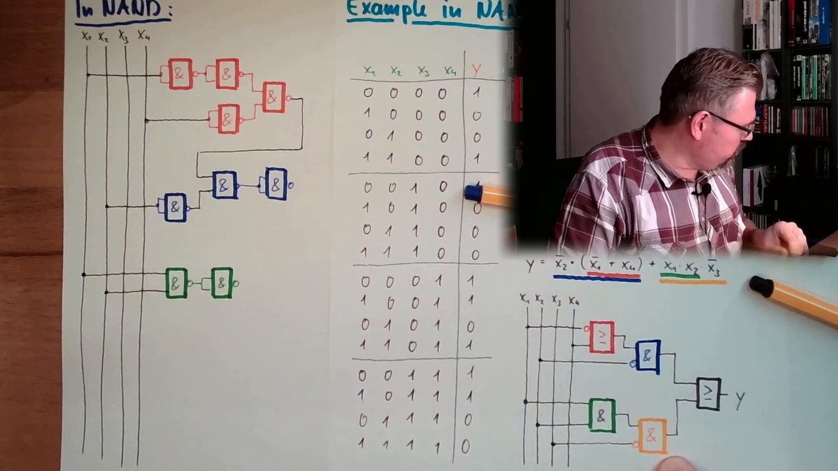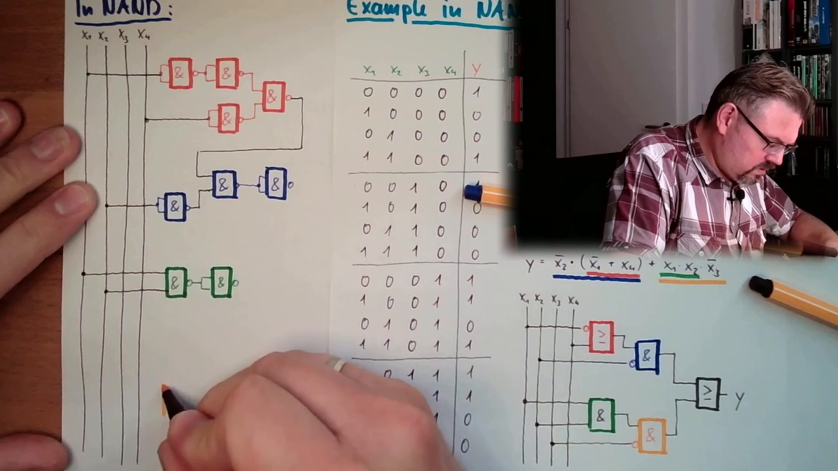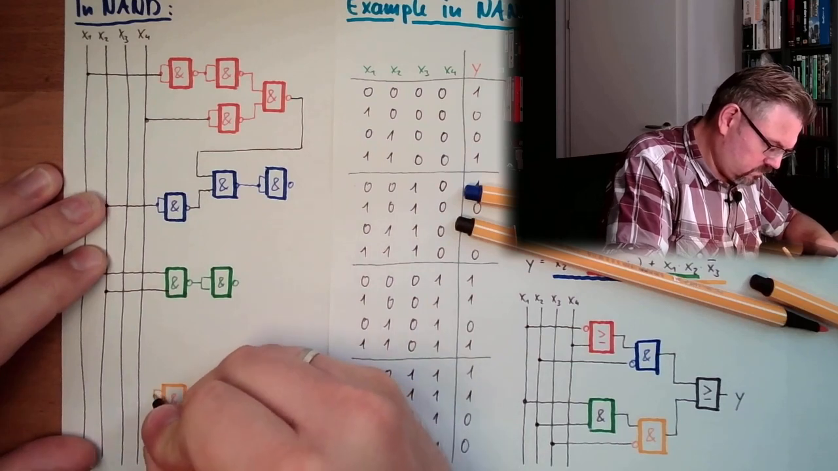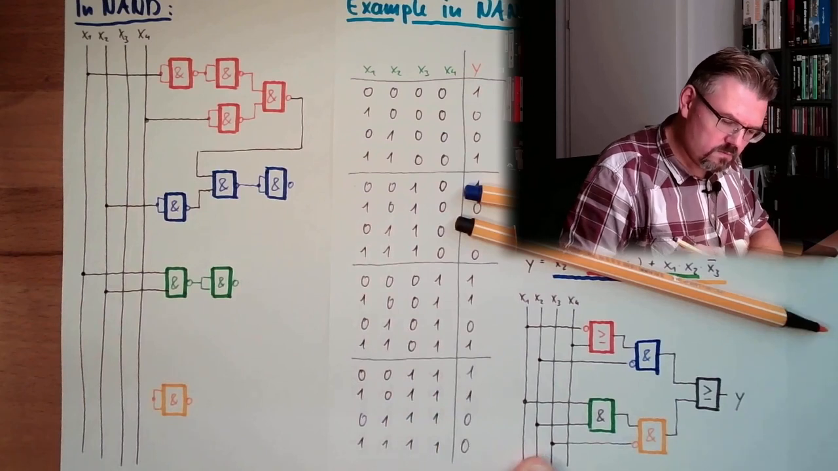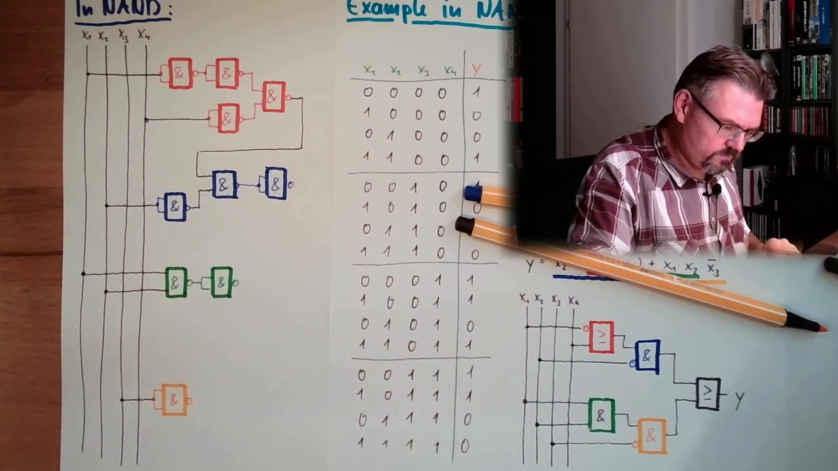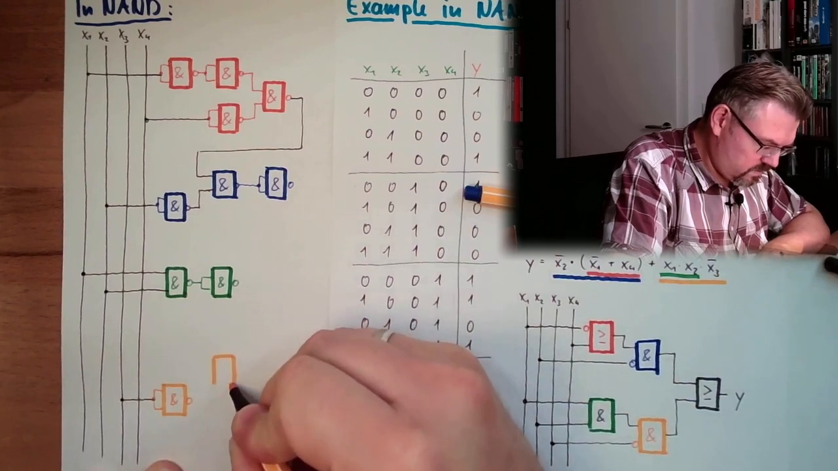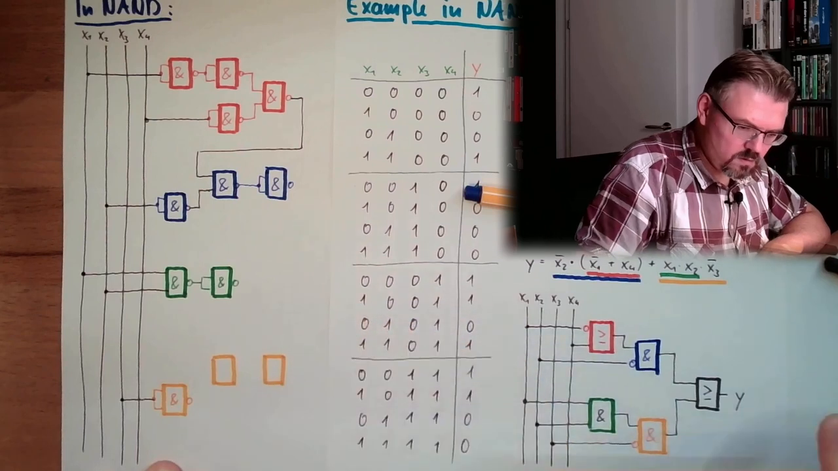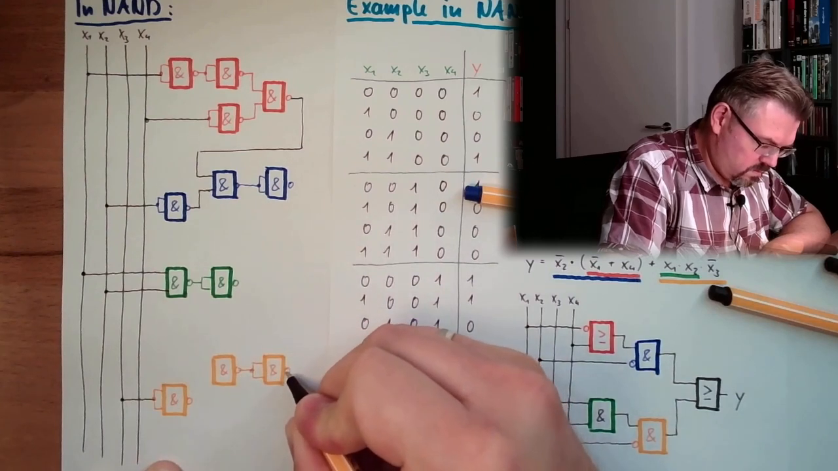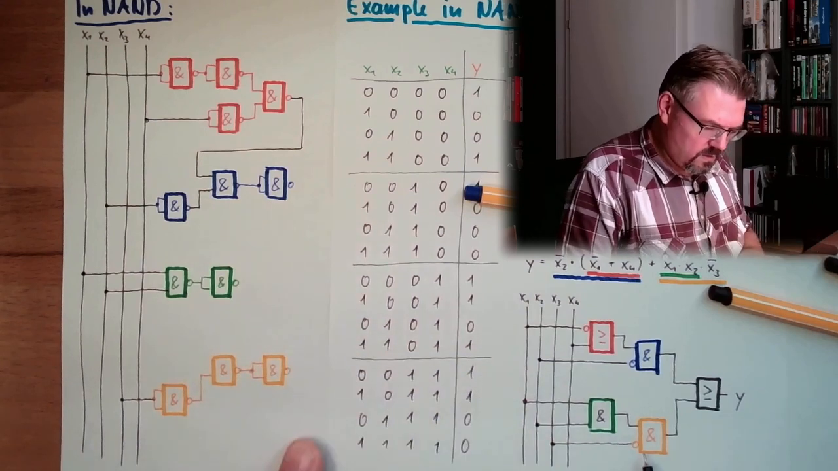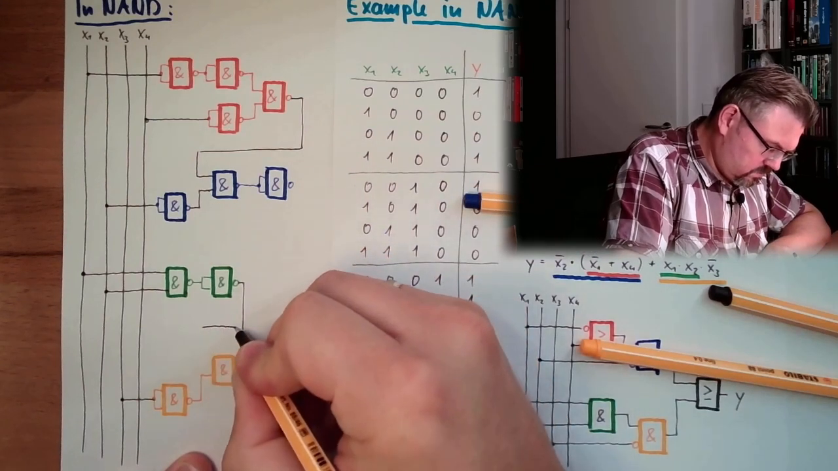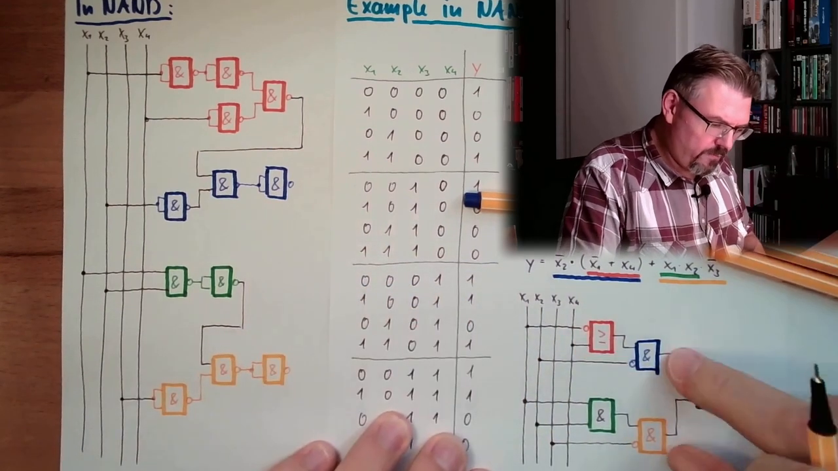And now the orange one, yeah, we need a NOT. It's not X3. So yes, passed. And then we need again an AND. Yeah? So we have an AND. That's the AND. One side comes from here, and the other side comes from here. Alright, so now we're here.